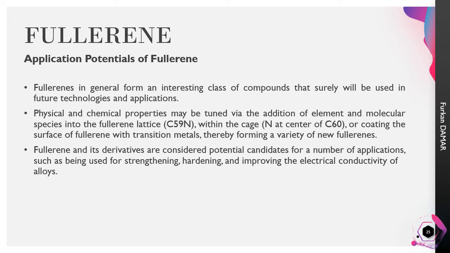Application potentials of fullerene. Fullerenes in general form an interesting class of compounds that surely will be used in future technologies and applications. Physical and chemical properties may be tuned via the addition of element and molecular species into the fullerene lattice, C59N within the gauge and at the center of C60, or coating the surface of fullerene with transition metals, thereby forming a variety of new fullerenes. Fullerene and its derivatives are considered potential candidates for a number of applications, such as being used for strengthening, hardening, and improving the electrical conductivity of alloys.